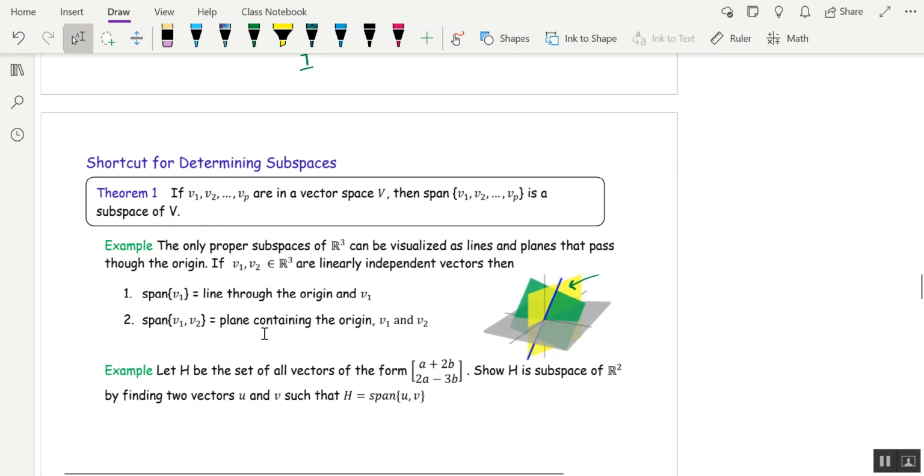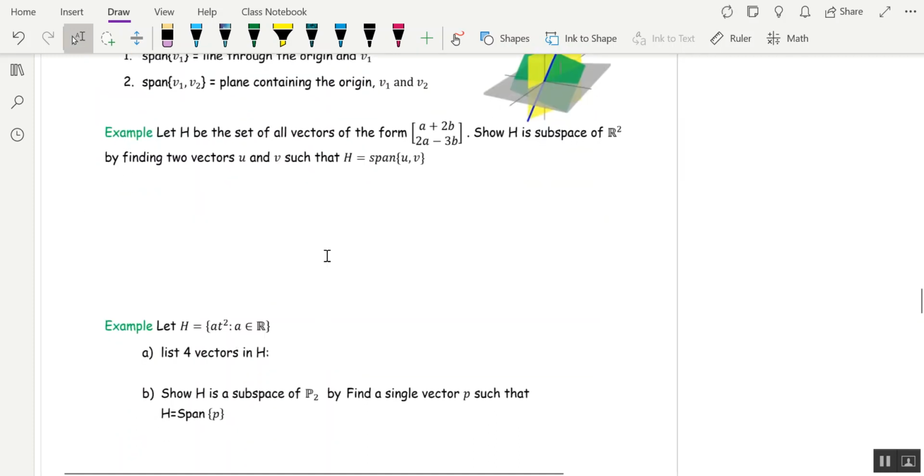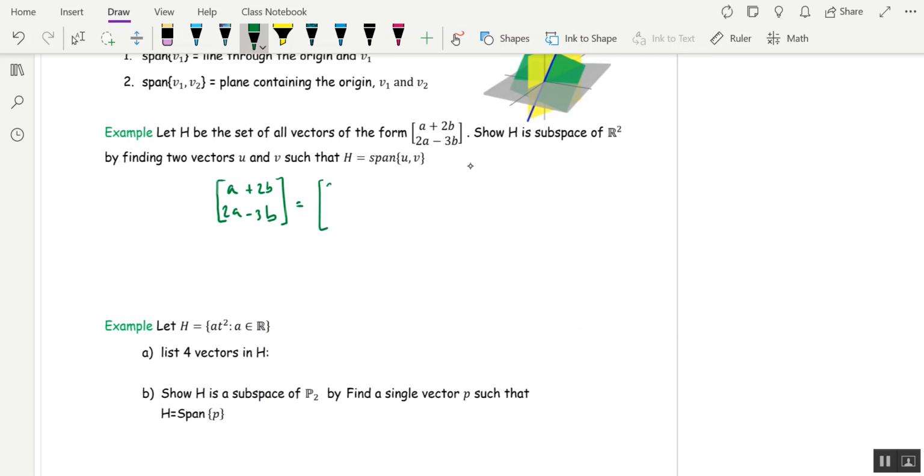All right, here's an example of using the theorem. Let H be the set of all vectors of this form, where A and B are real. I didn't write that, but it's implied. Show H is a subspace of R2 by finding two vectors such that H is the span of those vectors. So let's look at this vector more carefully: (A, 2A plus 2B minus 3B). This is a single vector. Let's write it as the sum of two vectors, the A part and the B part: (A, 2A) plus (2B, negative 3B).